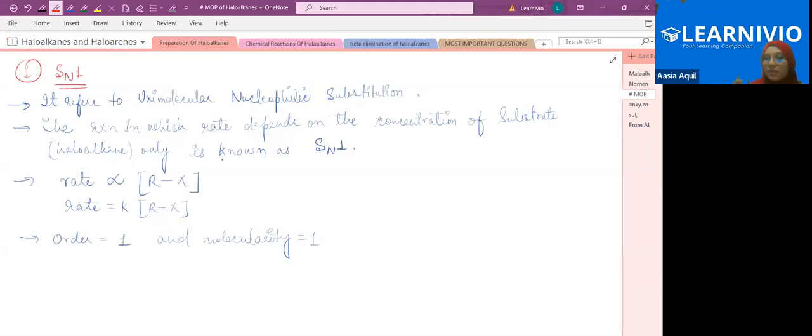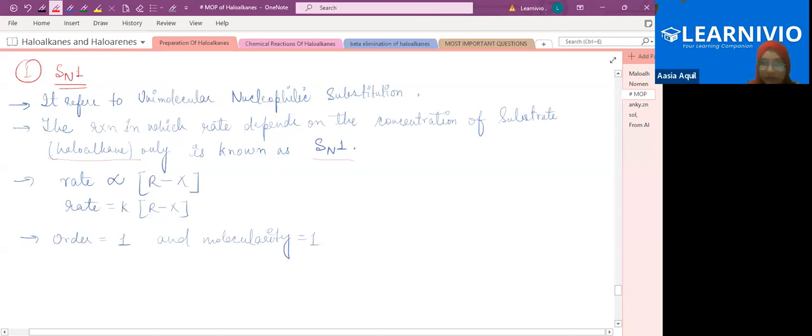And which was the slowest step? Basically the substrate step, the formation of carbocation and the breaking of the C-X bond, R-X bond. So the reaction in which the rate depends on the concentration of substrate only, meaning the haloalkane over here. The substrate here is haloalkane, so the rate of reaction depends on the haloalkane only. That is known as SN1 reaction. So rate is directly proportional to the concentration of RX. If the concentration of haloalkane increases, the rate of reaction also increases.